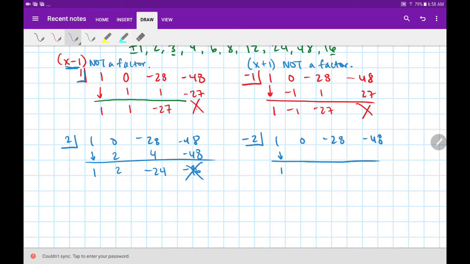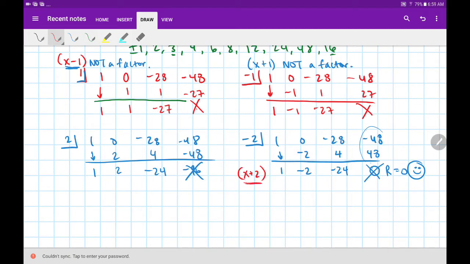Bring down the 1. 1 times negative 2 is negative 2. 0 and negative 2 make a negative 2. Negative 2 times negative 2 is 4. Negative 28 plus 4 is negative 24. And then negative 24 times negative 2 is positive 48. When I combine these like terms, I do get a remainder of 0, which is a very good thing, because this means that I found a factor, and that factor is x plus 2.